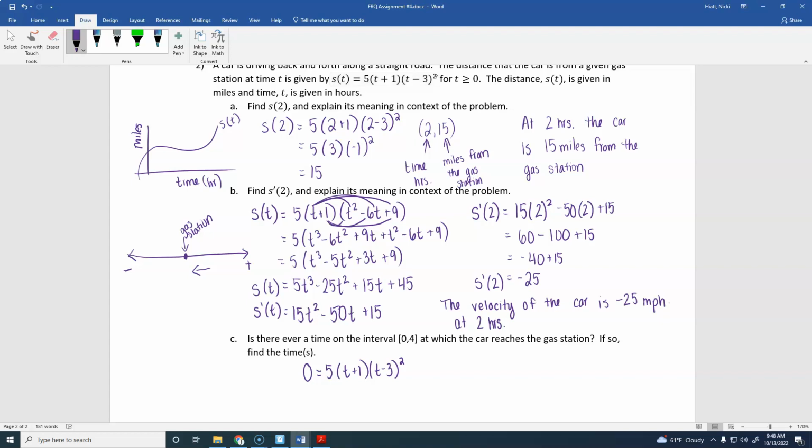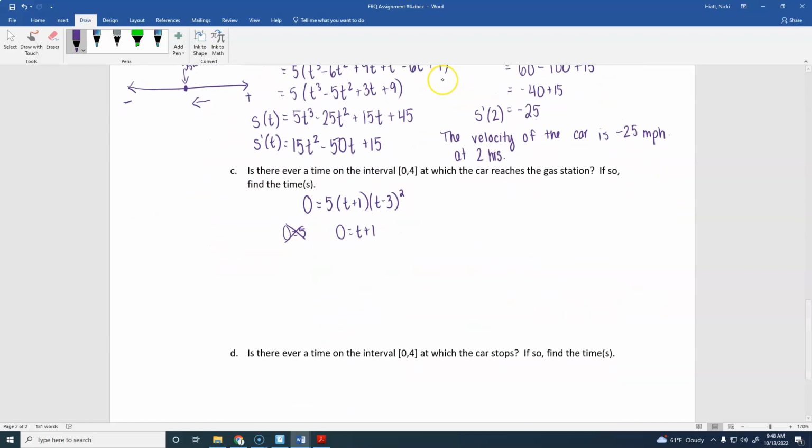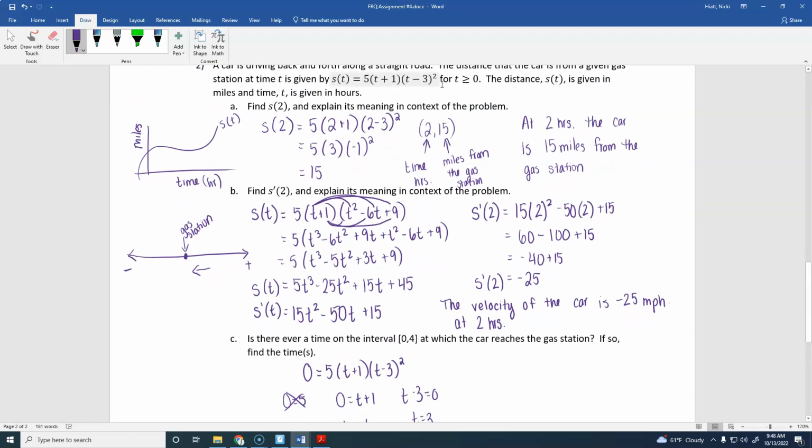And basically we just set each one of those equal to 0. 0 equals 5 gives you nothing. 0 equals t plus 1 is going to give you t equals negative 1. And then t minus 3 equals 0 will give you t equals 3. So we've got two answers here, negative 1 and 3. Do we use both of them? Should we use both? We should not.